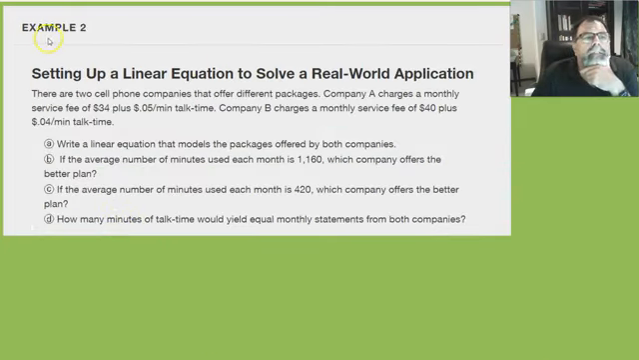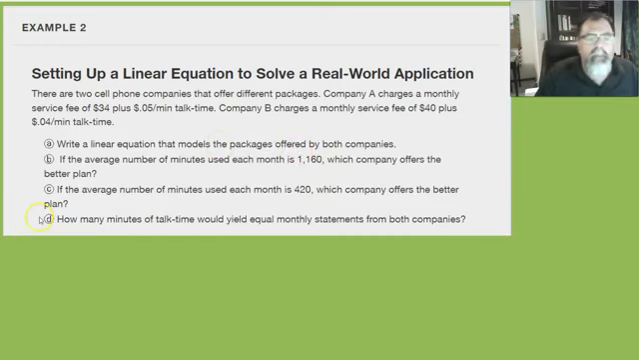All right, looking at example 2, setting up a linear equation to solve an application. There are two cell phone companies that offer different packages. Company A charges a monthly service fee of $34 plus 5 cents, or $0.05, per minute for talk time. Company B charges a monthly service fee of $40 plus 4 cents, or $0.04, per minute. Write a linear equation that models the packages offered by both companies.